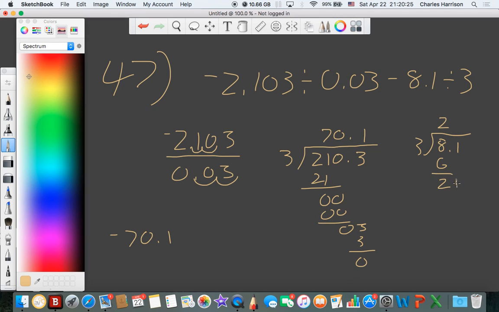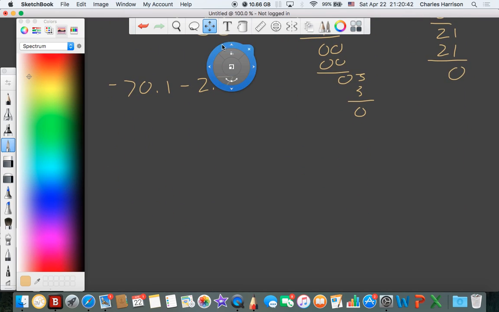And then bring the 1 down, and how many times does this go into this? Well, 7 times. So 0. So we're going to be subtracting this from this. Now we're running out of room, so let's scroll this up. Since this is a negative and this is a negative, we're really just going to be adding them and making it a negative at the end.